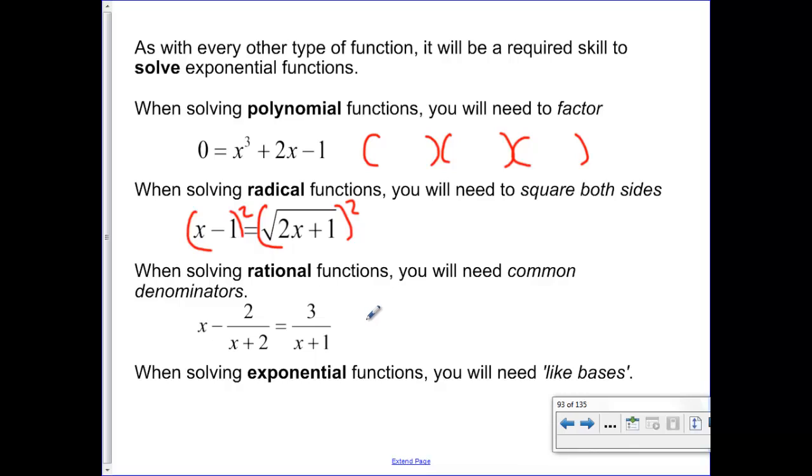That sound familiar? I also need you to know how to solve a rational function, which means you need common denominators. So these two guys right here do not have common denominators, but if I multiply by x plus 2 over x plus 2, and then do some cross multiplying, you might be able to solve this guy. This is kind of the same thing here. If I give you an equation involving exponential type stuff, you're going to need what's called like bases. Why do we call them like bases? Well, that number has to be the same. I have a way of solving that later. So at least for today, everything we do will be a like base.